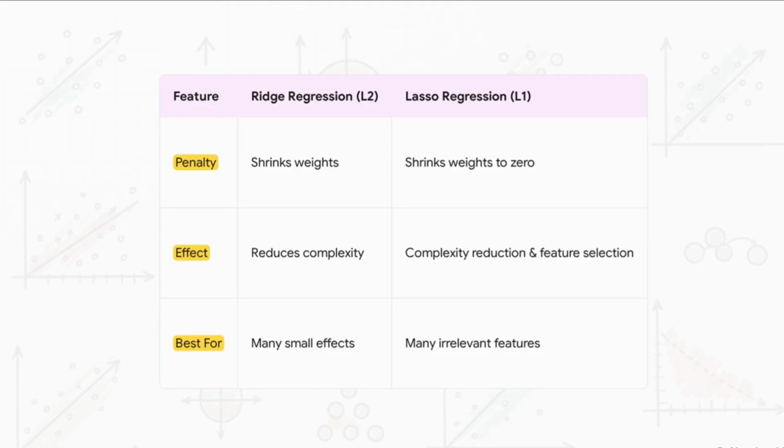But lasso is different. It's a much more aggressive approach. It doesn't just shrink the weights, it can actually force some of them to go to exactly 0. And this is a huge deal. It means the model is literally learning on its own which inputs are totally useless and just throws them away. It's doing automatic feature selection, which is just incredibly powerful.